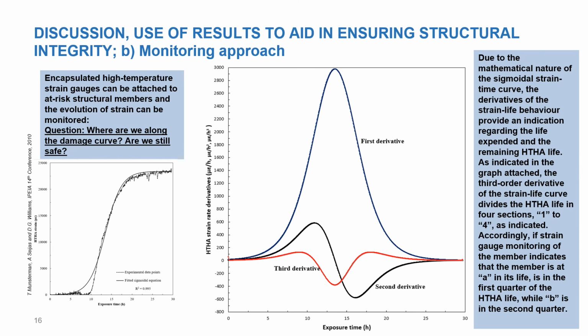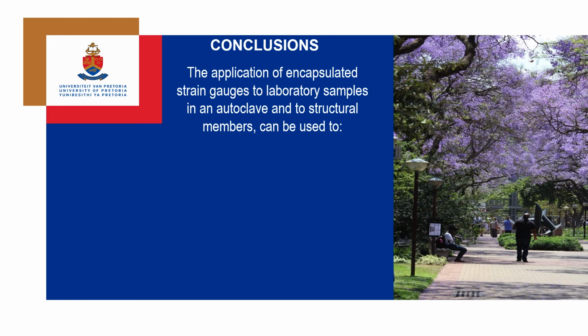The third derivative curve splits the full HTHA cycle into 4 regions. Comparing the third derivative assessment points A and B against the full life cycle for argument shows that point A falls within the first phase of degradation and point B in the second. Of course, further work is needed to determine what the 4 phases mean in terms of mechanical property degradation and cracking.